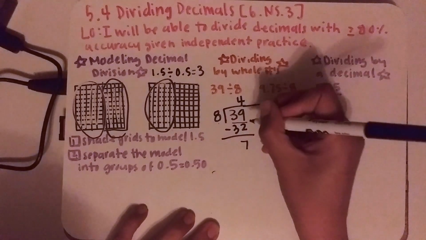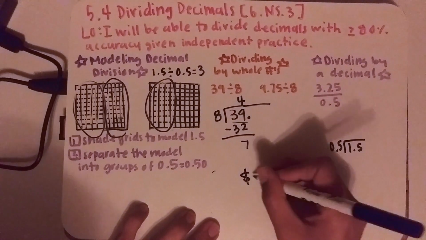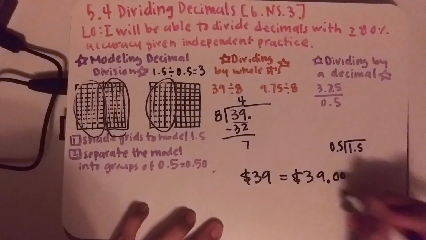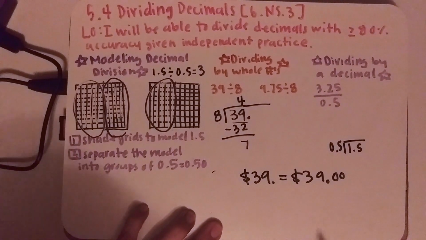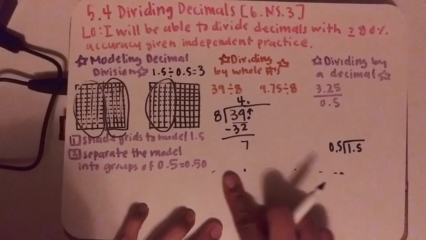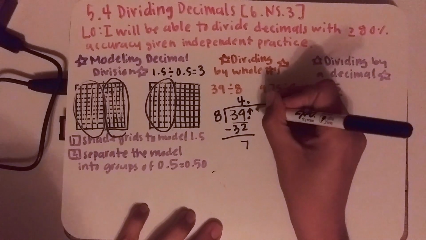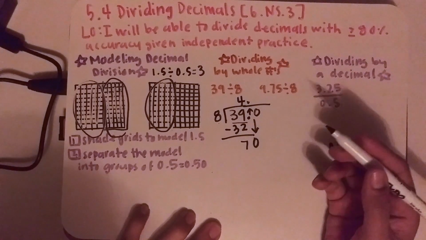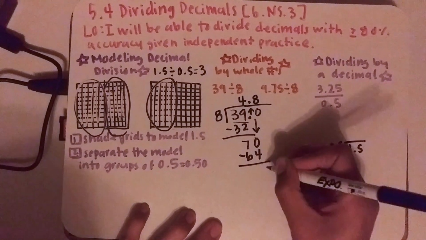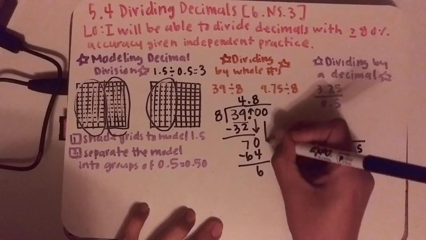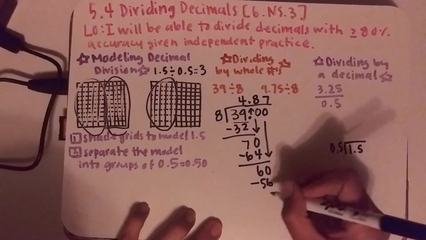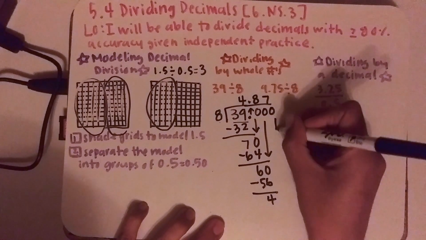So then what I do is I'm going to add a decimal here, because if I say something is $39, it's the same as $39.00. So your decimal in a whole number is always, always at the end, okay? To the right of it, right here. So then I add my decimal and I bring it up. After you bring it up, you're going to add a zero here. And you bring this zero down, and then you say how many times 8 goes into 70? That will be 8 times, because that's 64. Okay, so remember, knowing your timetable, that's important. And I have 6 left. I add another zero, I bring it down, that's 60, so that will be 7, because 7 times 8 is 56. And I have 4 left, and then I have a zero, bring it down again.